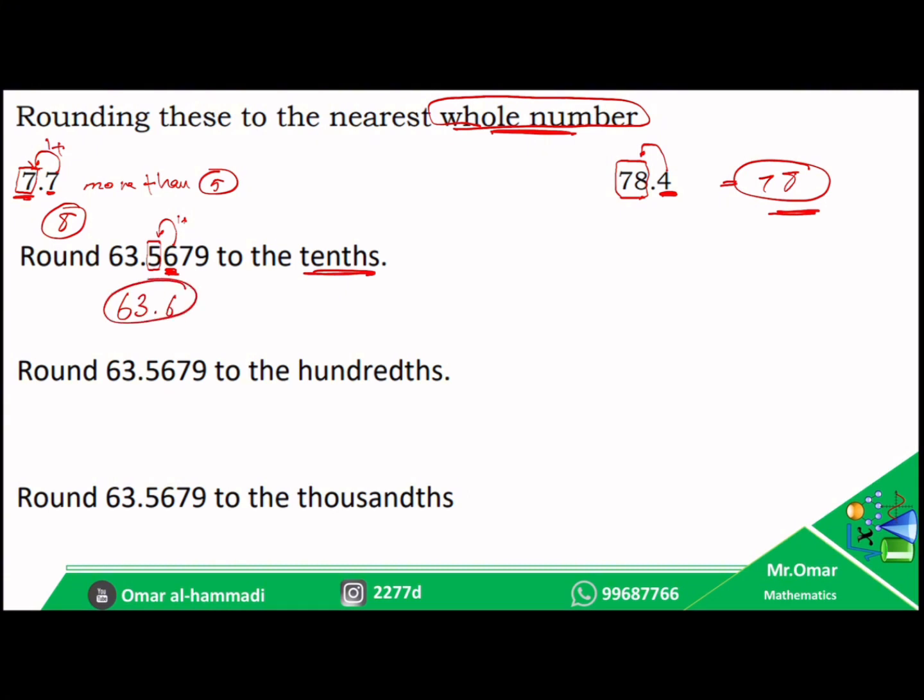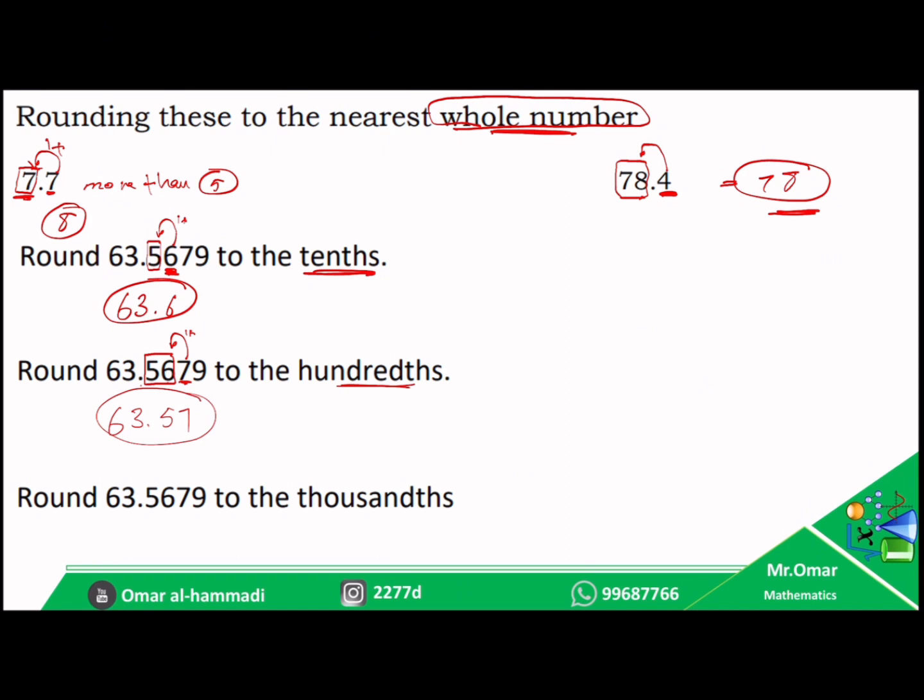Again, round 63.5679 to the hundredth. What do we mean by hundredth? Which means two decimal places. So we will draw a square or a triangle around the 5 and 6, the two numbers. And we will see 7. 7 is more than 5. So we will add 1. 63.57.